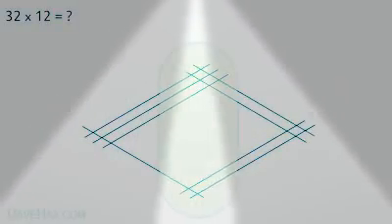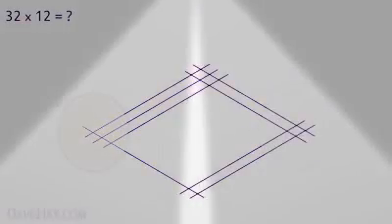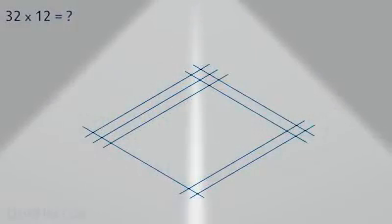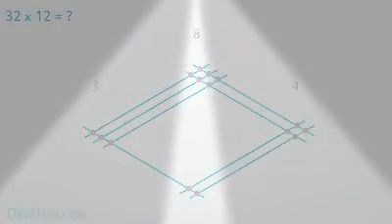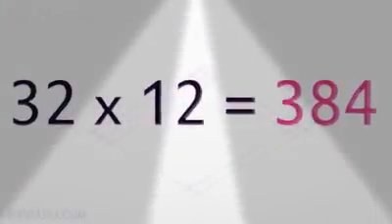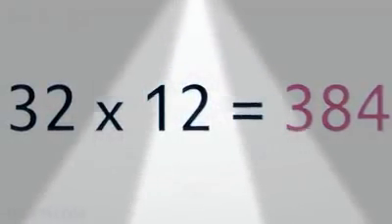Then we mark out our 3 zones again. And starting from the right, start counting the dots. 1, 2, 3, 4. 1, 2, 3, 4, 5, 6, 7, 8. Write that here. And finally, 1, 2, 3. 3, 8, 4. 384. There we have our answer. Simples. But it does get a little more complicated if we add more lines.